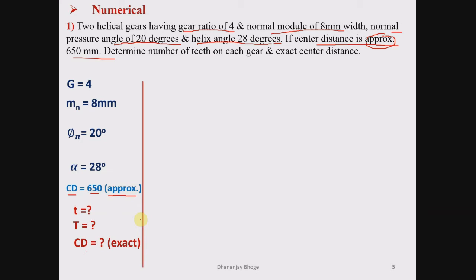Now, what? Stop writing and look at the screen. How to proceed with the solution? Okay, could you like to know? Just look at the screen. Okay, find out correct number of teeth.